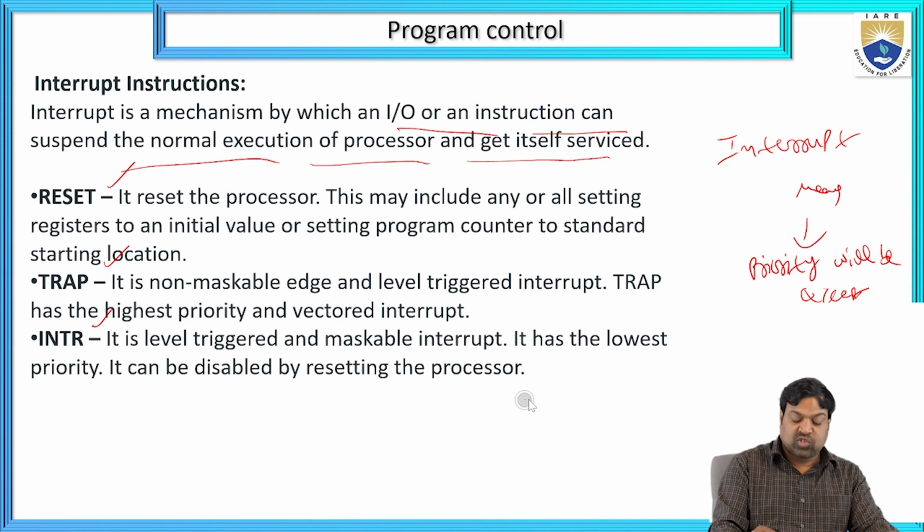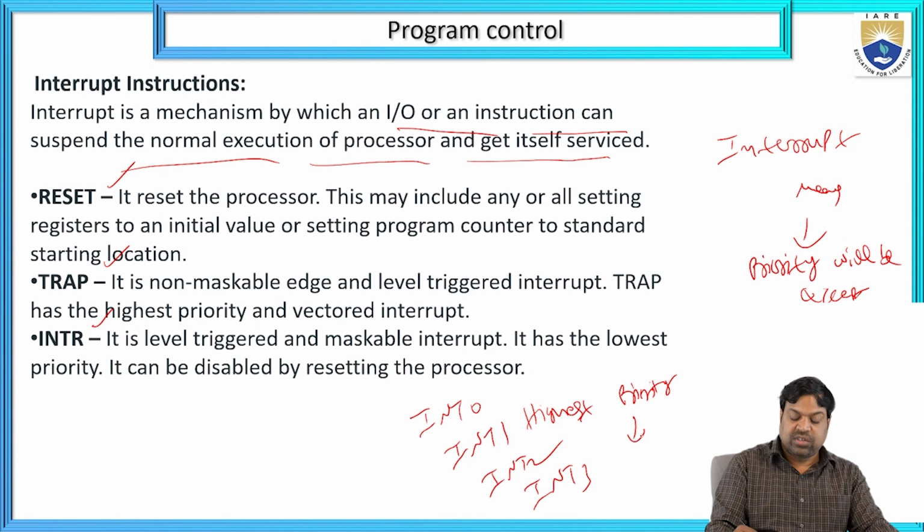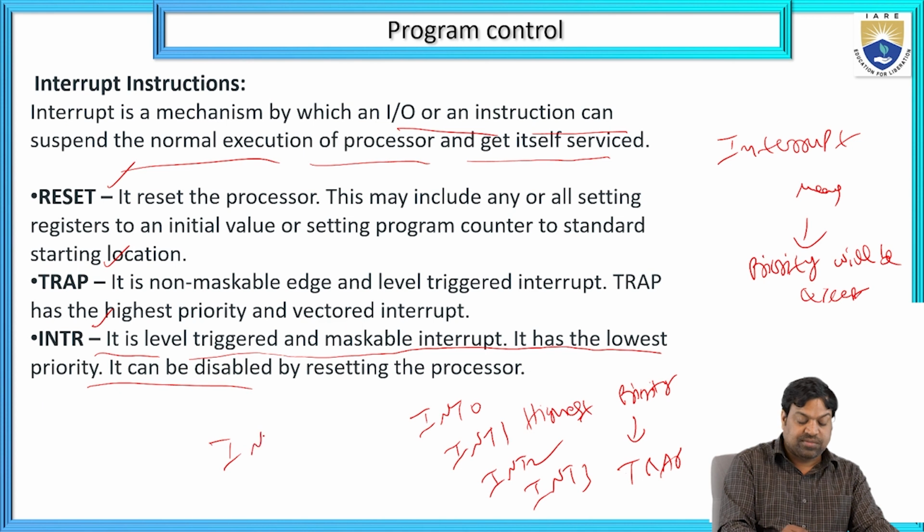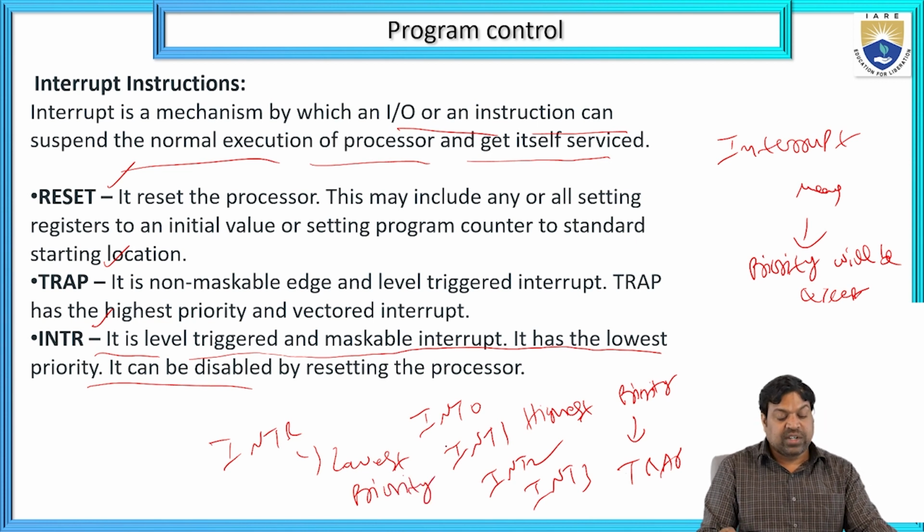Suppose there are so many interrupts. So which is the highest priority interrupt? Suppose I have INT0, INT1, INT2, INT3. The highest priority is the trap, and INTR is a level triggered and maskable interrupt. It has the lowest priority.